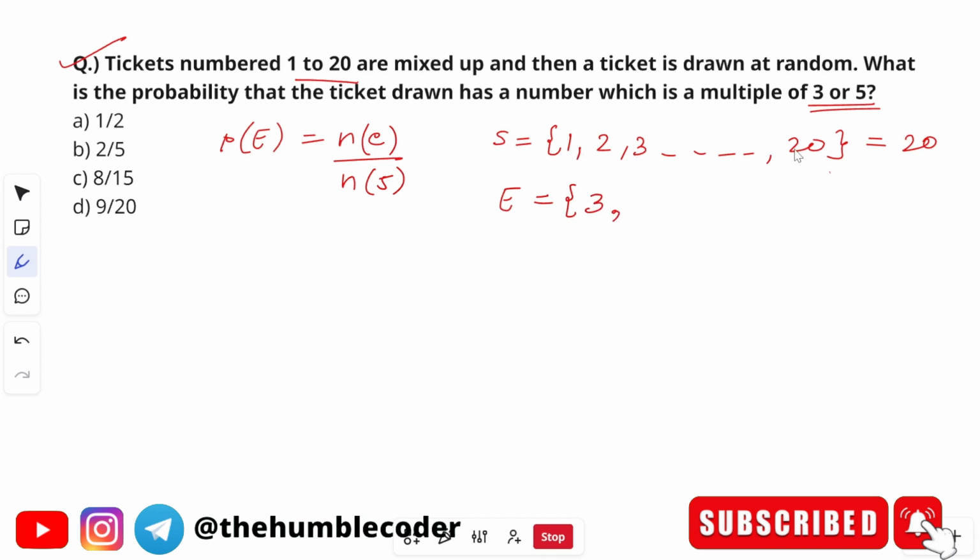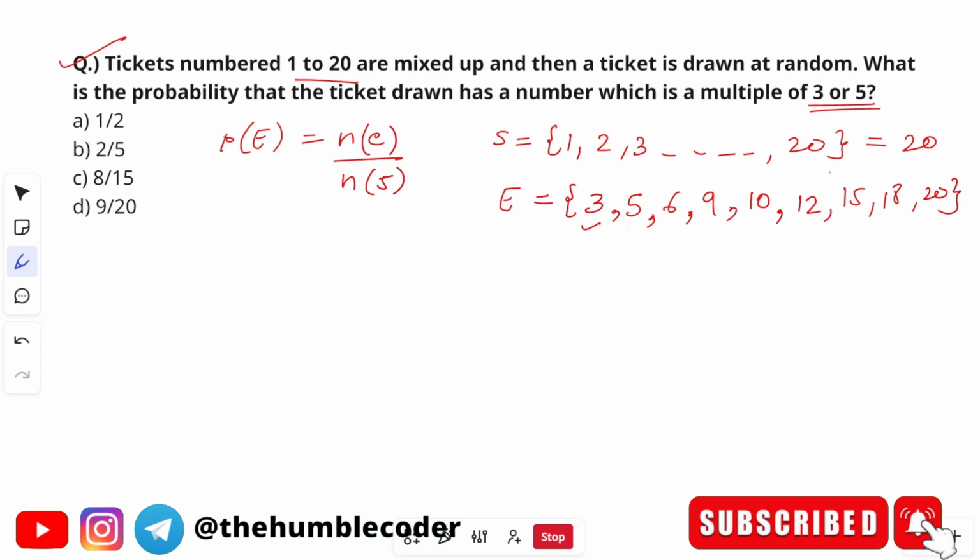In the same way, 4 cannot come because 4 is not a multiple of either 3 or 5. The next number is 5, which is a multiple of 5, then 6, which is a multiple of 3. 7 cannot come, 8 cannot come, 9 can come because it is a multiple of 3. Next 10, which is a multiple of 5, then 12, a multiple of 3, then 15, then 18, and then 20. So in this way we have prepared the event. We have taken all the numbers from 1 to 20 which are multiples of 3 or 5. Let's see the count of them.